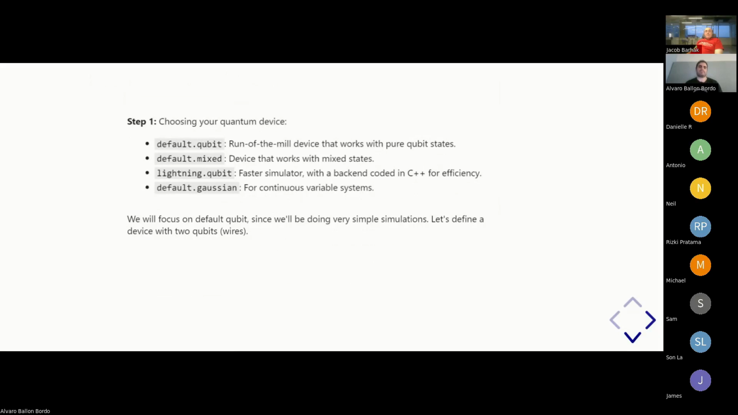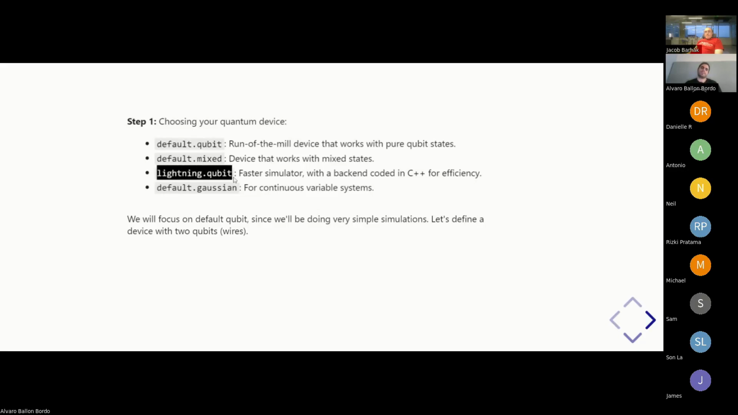What we next have to do is choose our quantum device. This is a little bit more advanced. The only ones that I would like you to look at are default.qubit and lightning.qubit. Default qubit means that there are other kinds of entities in quantum mechanics that are not qubits, and that's why you have to specify. Because we are doing everything with qubits, this is the one that we're going to use.